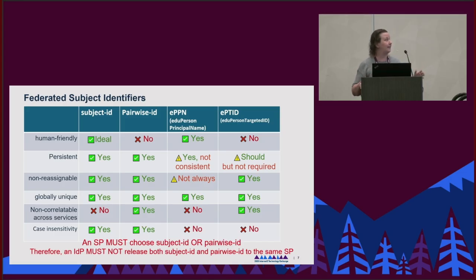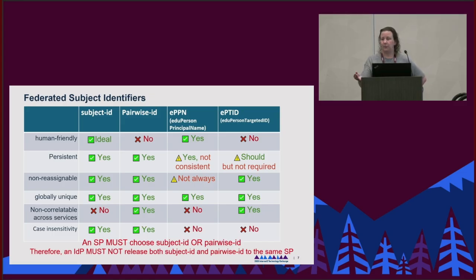Likewise, with pairwise-id, it's not necessarily meant to be human-friendly. It is meant to be persistent, non-reassignable, globally unique, non-correlatable across services, and case-insensitive, whereas eduPersonTargetedID is also not meant to be human-friendly. It should be persistent, but it's not required. It's non-reassignable, globally unique, non-correlatable, and it is case-sensitive.